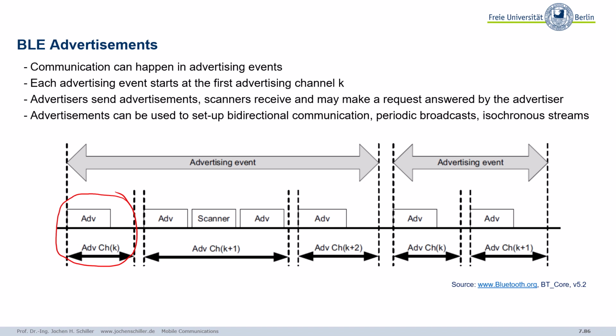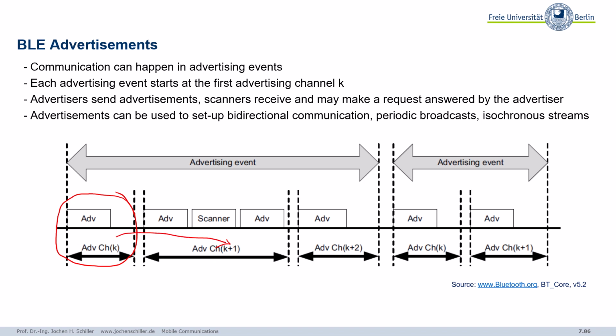So you just send an advertisement, and then you can set up a bidirectional communication. You can set up something like periodic broadcasts, isochronous streams, but you don't have to. So you can, if you want, just use your advertisement channel, send the advertisement, and then you go to your next channel.